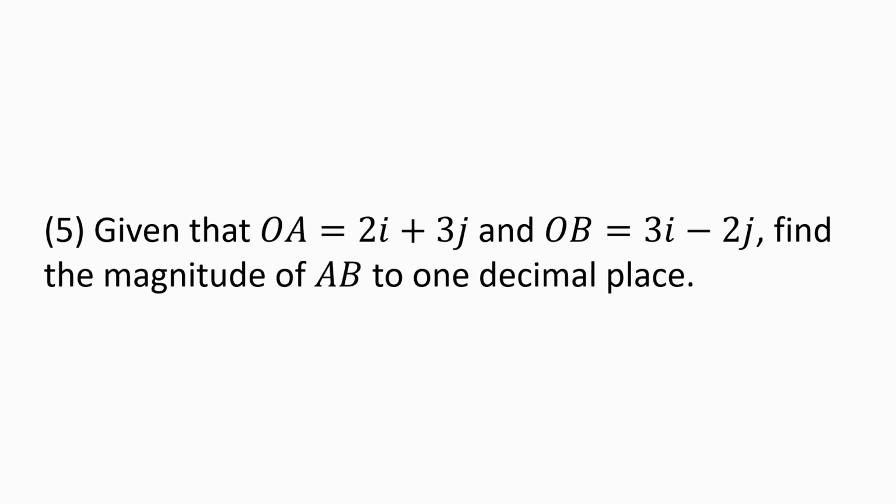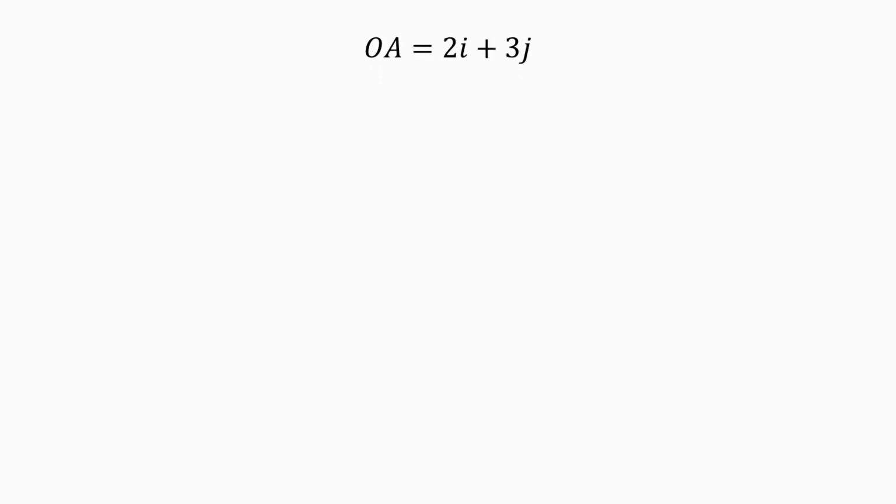Question 5. Given that OA is equal to 2i plus 3j and OB is equal to 3i minus 2j, find the magnitude of AB to one decimal place. So we've been told that OA is 2i plus 3j and OB is equal to 3i minus 2j. So the first step is to find what AB is, and AB can be OB minus OA or OA minus OB, depending on how you want to work it out, since we've been asked to find the magnitude.